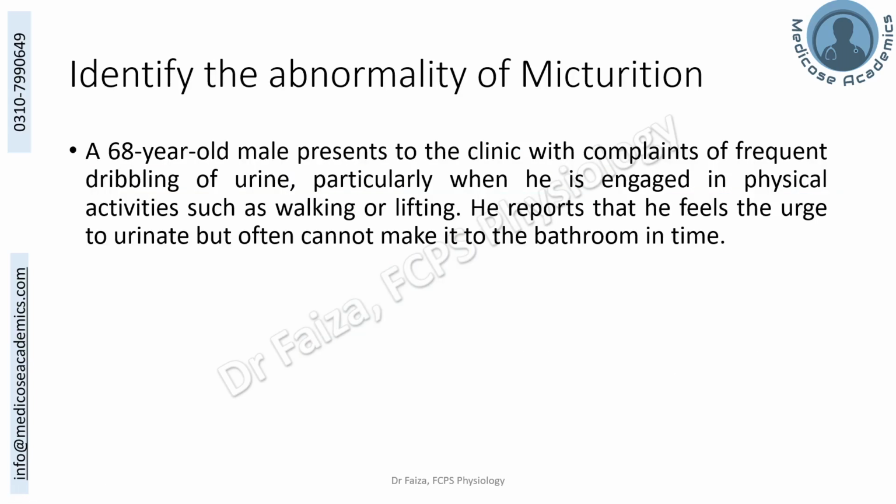I'm going to show you three scenarios one by one. You can look into the history findings and try to guess which of the three abnormalities of bladder this person is suffering from. So this patient is suffering from frequent dribbling of the urine, particularly when he is engaged in physical activity. He reports that he feels urge to urinate but often cannot make it to the bathroom. So he is suffering from atonic bladder. As you can see, the clue of frequent dribbling is the overflow incontinence.